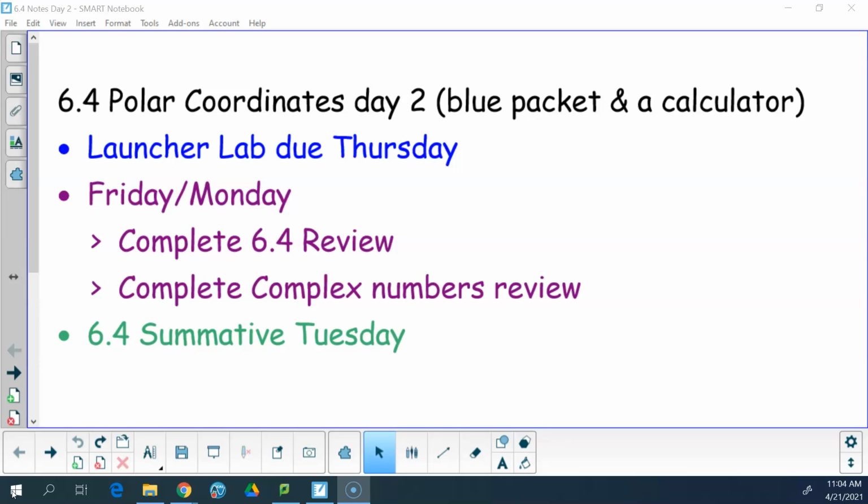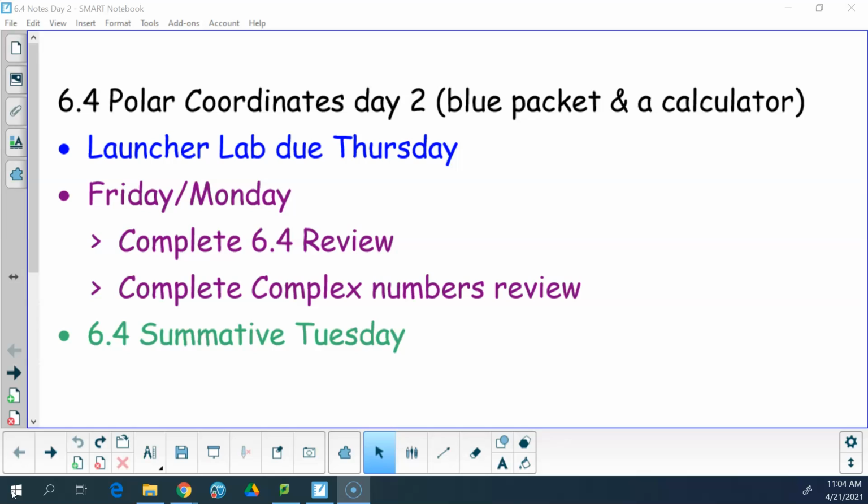Looking ahead to today, we are back in your blue packet, so you should have your blue packet and probably a calculator out. Doesn't matter what kind of calculator you have. We are going to do some more with polar type stuff today. Tomorrow we'll do some more polar graphing with that. And then this weekend there's multiple things that you should be doing for this particular class.